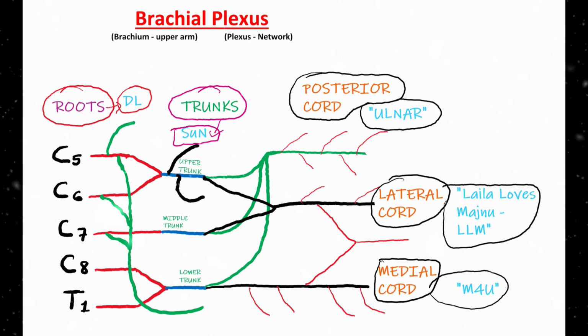For the cords, you can remember the three mnemonics: ULNAR, LLM, that is Laila Loves Majnu, and M4U for the medial cord. So very easily now you can remember. You need to draw in this way. Once you draw it two to three times, you will remember this.